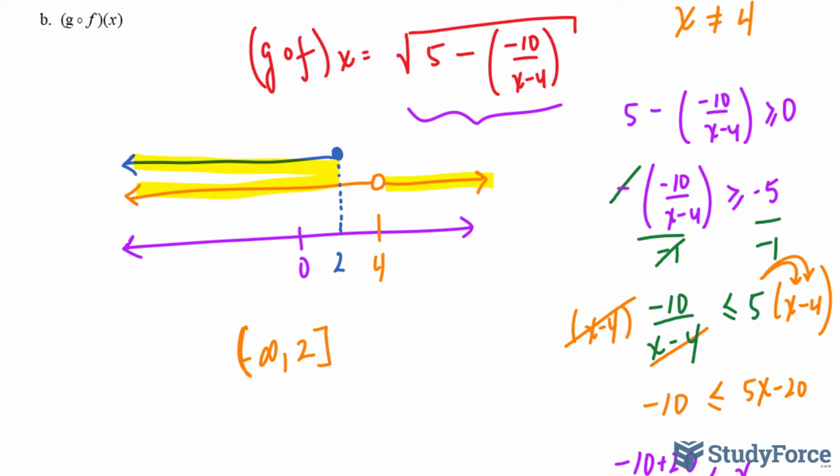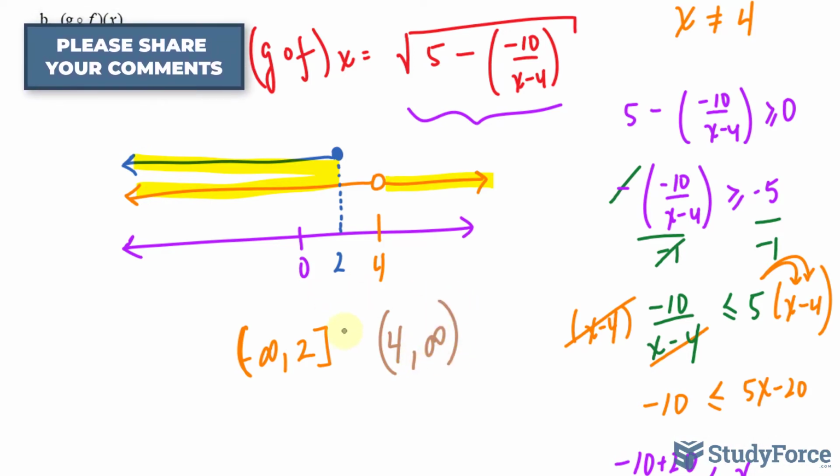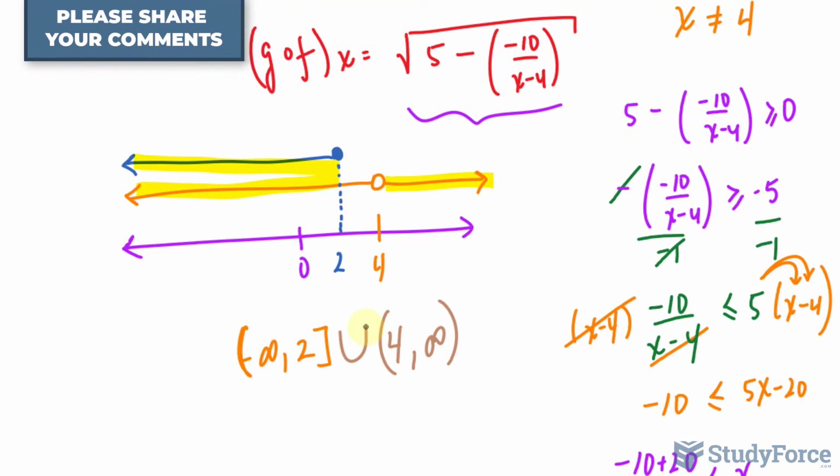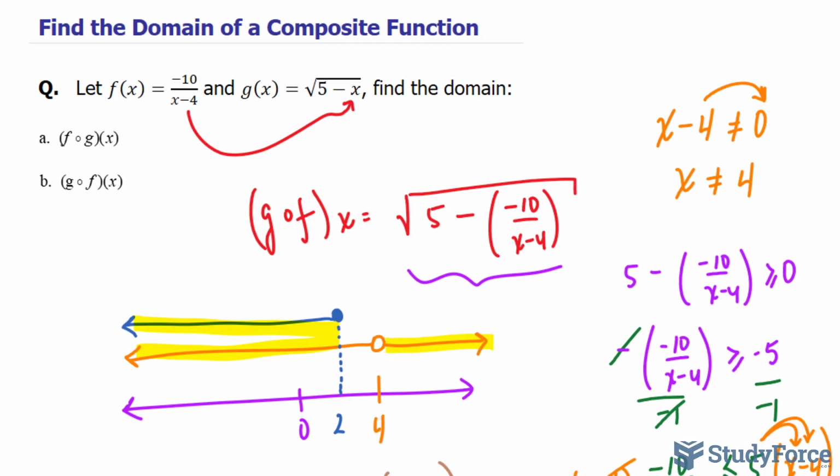So it's important that you do a test before you conclude. We will say that it can't be 4, but it can be anything after 4, all the way to infinity. And it's the union between these two. And there you have it. Another example on how to find the domain of a composite function.